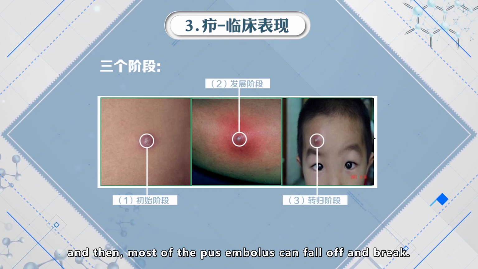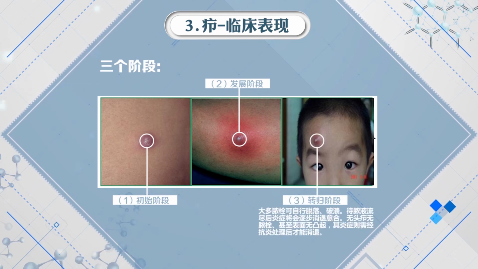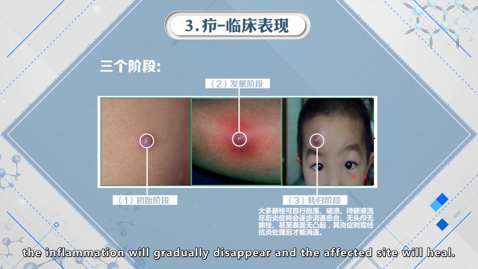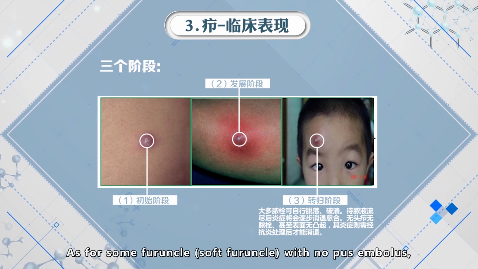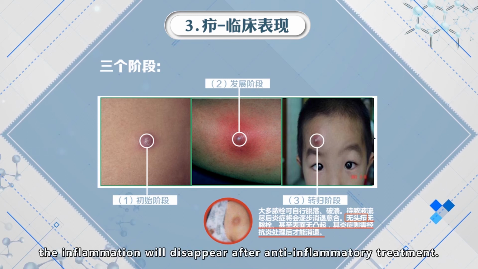And then most of the pus plug can fall off and break. After the pus is drained, the inflammation will gradually disappear and the affected site will heal. As for some furuncles, soft furuncles with no pus plug, the inflammation will disappear after anti-inflammatory treatment.